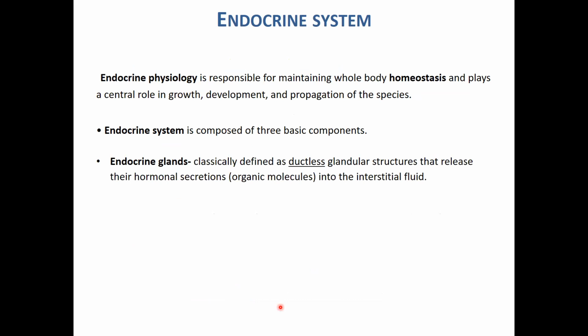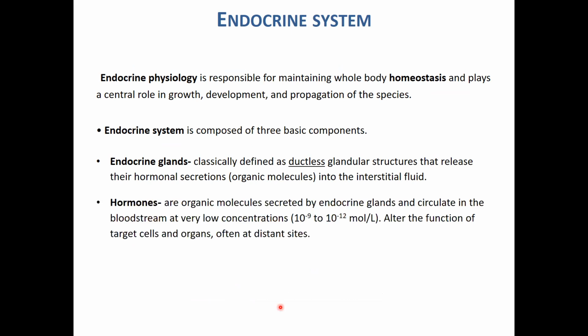We have the endocrine glands. The main morphological feature of these glands is that they're ductless. They secrete their hormones directly into interstitial fluid or the bloodstream. Then we have the hormones. These are organic molecules which are synthesized and secreted by the endocrine gland.